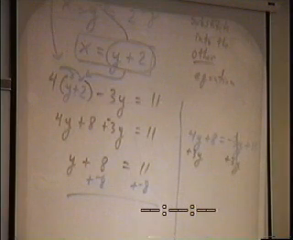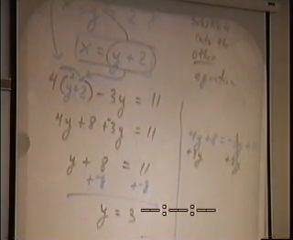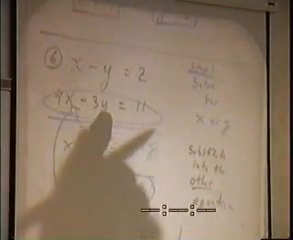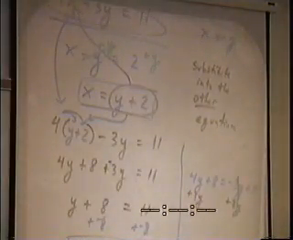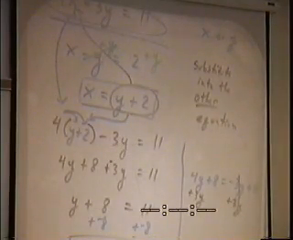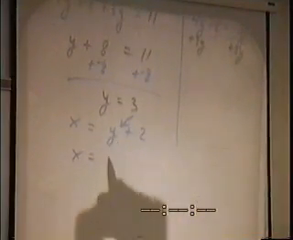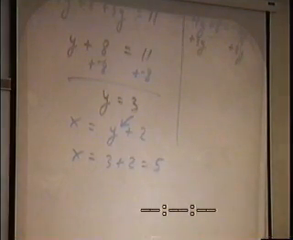Since y is equal to 3, I can find my x value. Now here's the cool thing. You can put the 3 here. You can put the 3 here. You can even put the 3 here. I'd say this is the easiest one. x equals y plus 2. So what's x? 5. x is equal to 3 plus 2 is 5. And we get a solution, 5, 3.